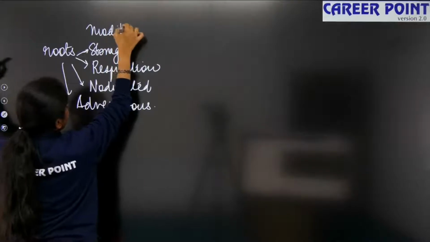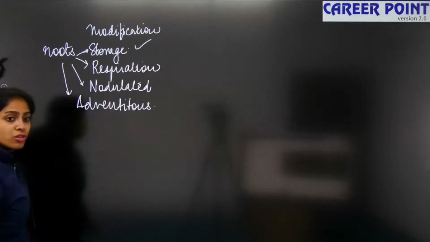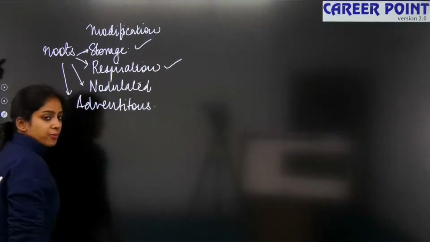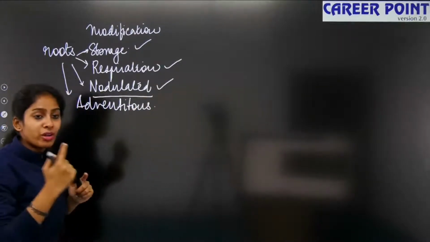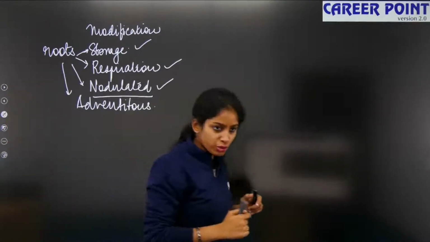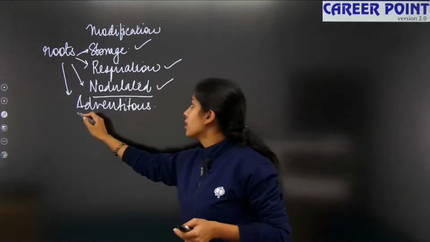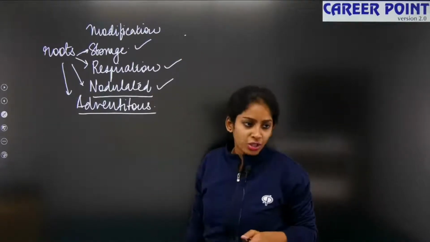So what are the 4 modifications? Once again, here we are talking about the modifications of your root. The first modification is storage. So how the roots are modified for storage, and the next one is respiration. The third one is nodulated, that is the roots which help in fixing nitrogen to the plant, and then the fourth one is adventitious. So these are the 4 modifications of your root.